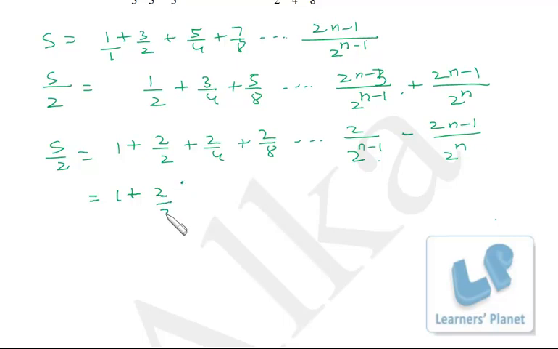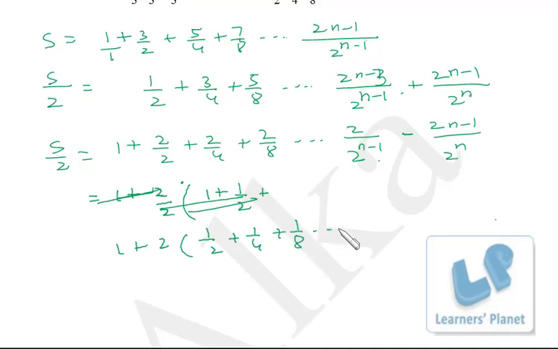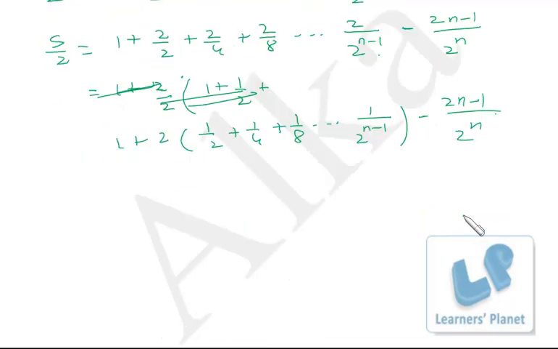In fact, 2 by 2 I can take common, so it is 1 plus 1 upon 2 plus... or instead, what I do, 1 plus 2, I take just common, so it is 1 upon 2 plus 1 upon 4 plus 1 upon 8 till 1 upon 2 raised to n minus 1, minus 2n minus 1 upon 2 raised to n. Okay, now this is a geometric progression with n minus 1 terms.